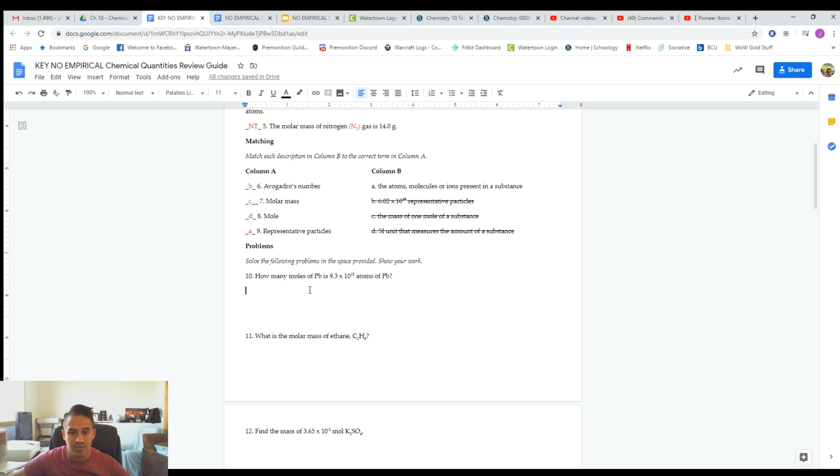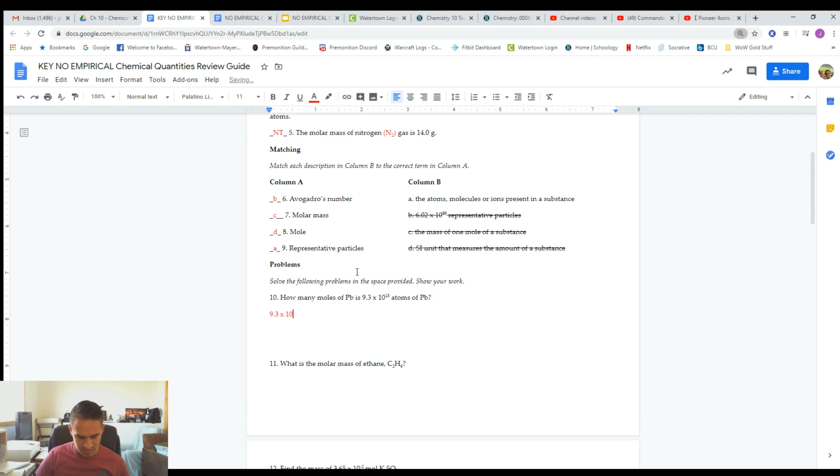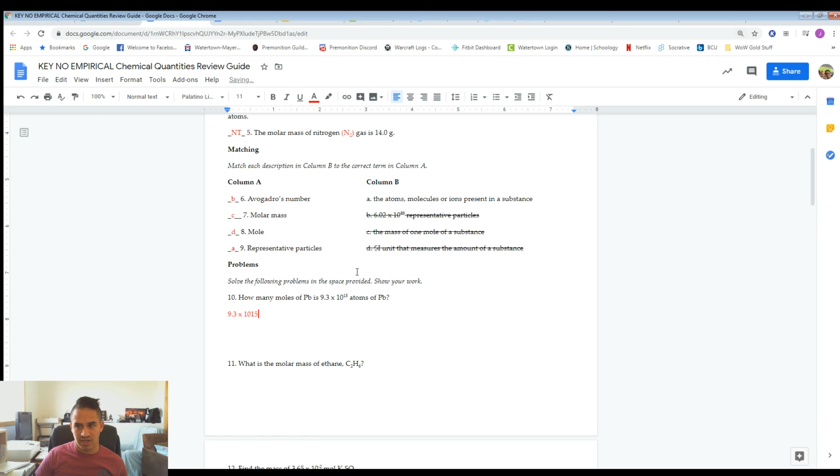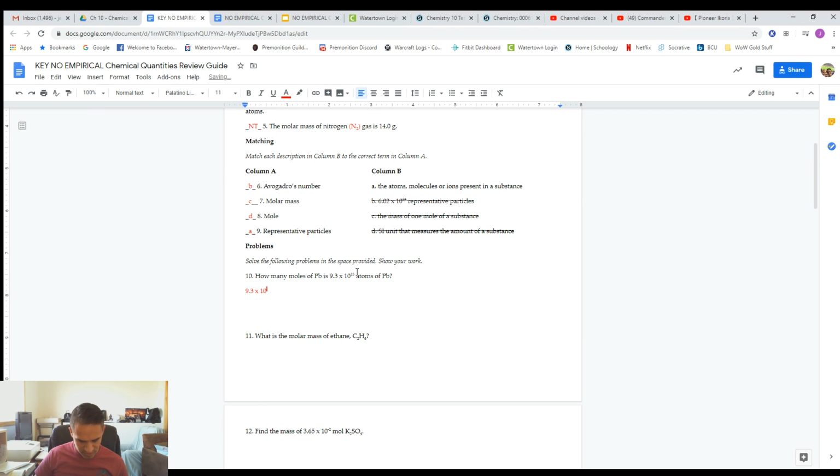How many moles of Pb is 9.3 times 10 to the 15th atoms of Pb? All right, so in this one, we are starting with 9.3 times 10 to the 15th. Oh, forgot that we are in Chrome. We've got to use different hotkeys.